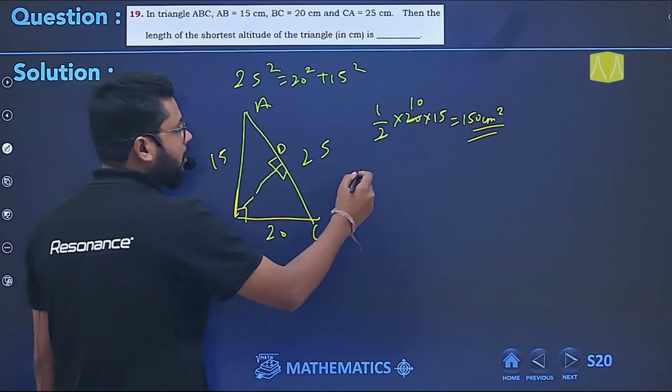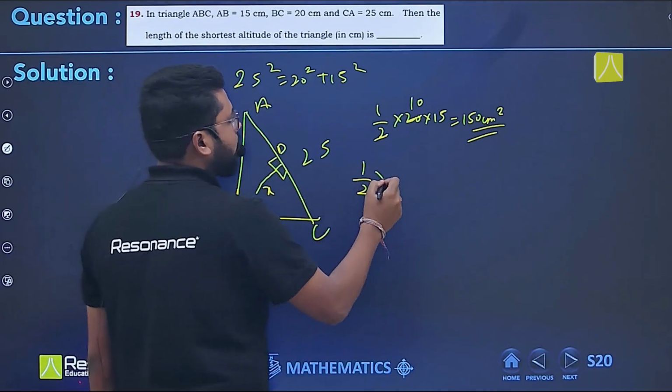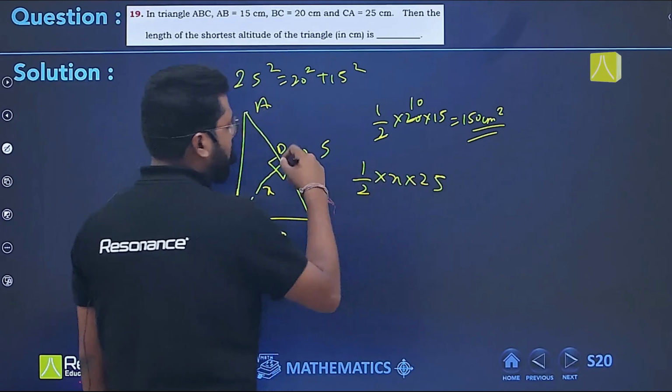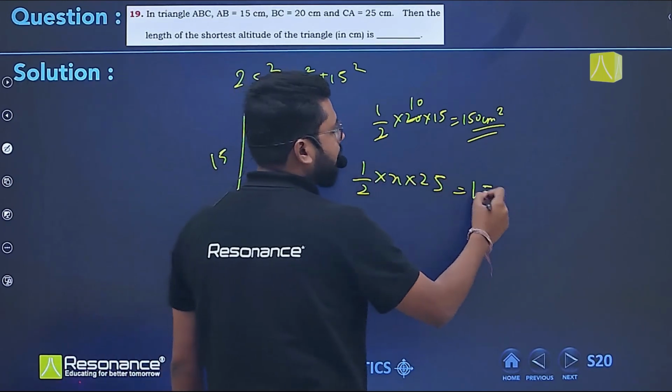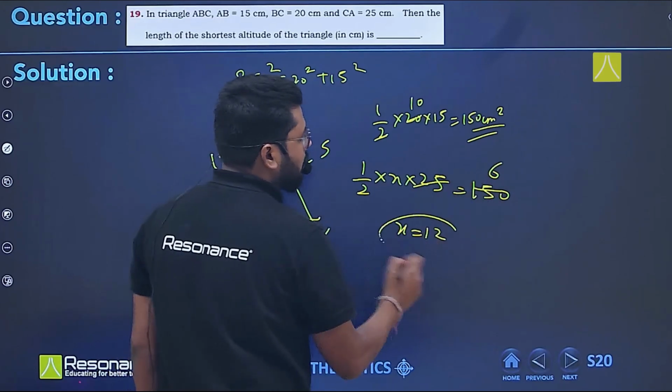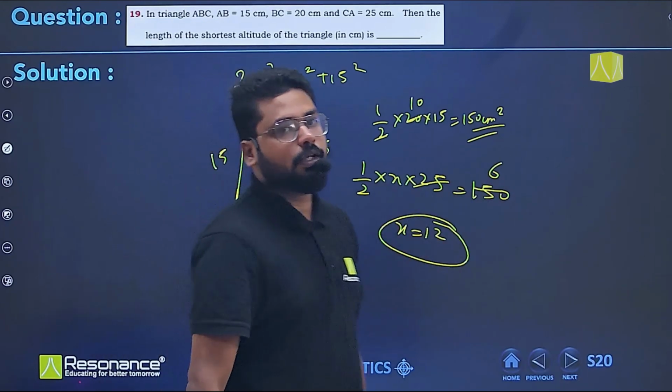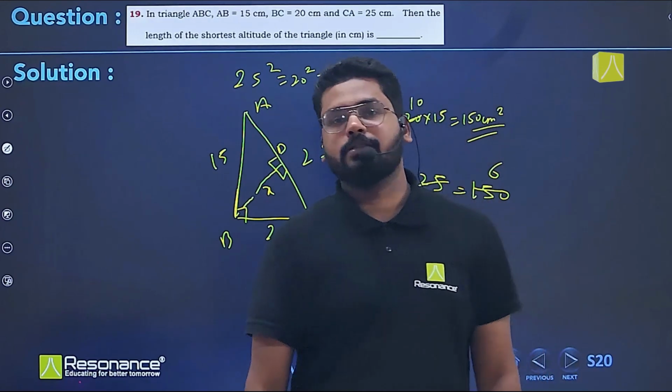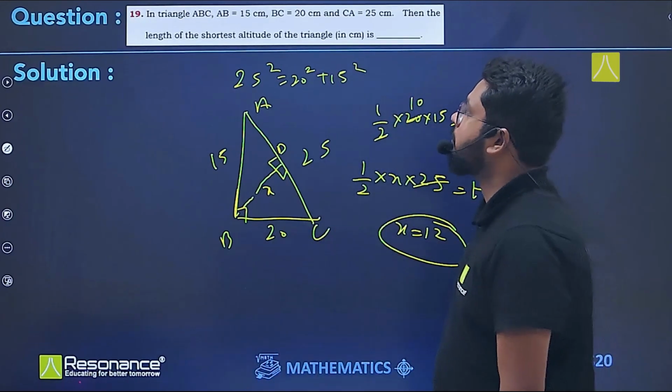Let it be x. So half into x into 25, that is, half into base into height. The area will still be the same, 150. So 25 into 6 is 150, so x will get 12. So the length of the shortest altitude will be 12 centimeters. The correct answer is 12.